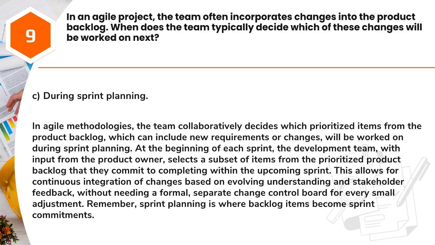Answer: C. During sprint planning. In Agile methodologies, the team collaboratively decides which prioritized items from the product backlog, which can include new requirements or changes, will be worked on during sprint planning. At the beginning of each sprint, the development team, with input from the product owner, selects a subset of items from the prioritized product backlog that they commit to completing within the upcoming sprint.